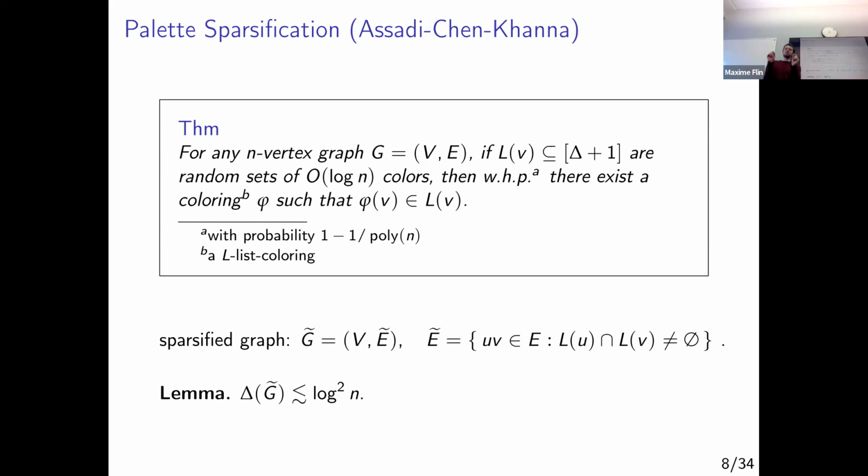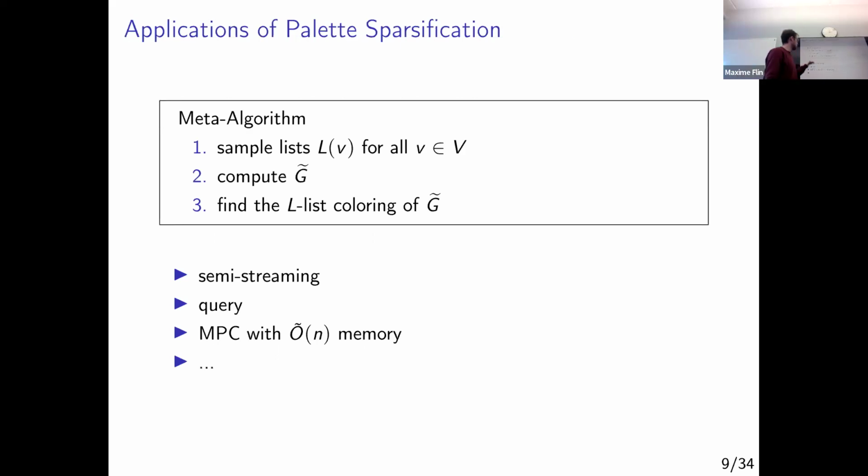And the reason is that you only care about an edge when the two lists at the two endpoints have an intersection. Otherwise, you're not going to have a conflict. And because the lists are random and very small, it's very unlikely that you have many neighbors that sampled colors colliding with yours, right? So if you look at what I'm calling here the sparsified graph that only contains the crucial edges that we need to care about, where the lists intersect, it's not difficult to show that this is a sparse graph, right? And so this already gives you a very simple and nice algorithm in a bunch of settings.